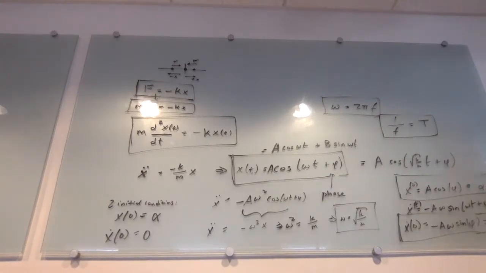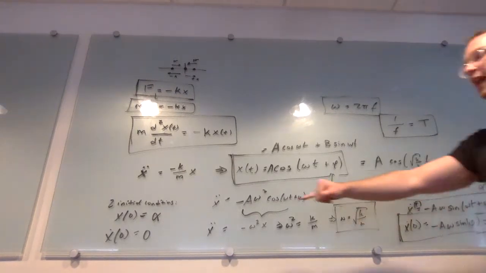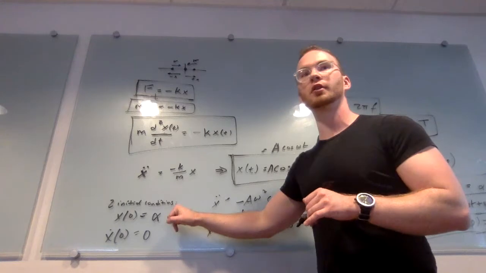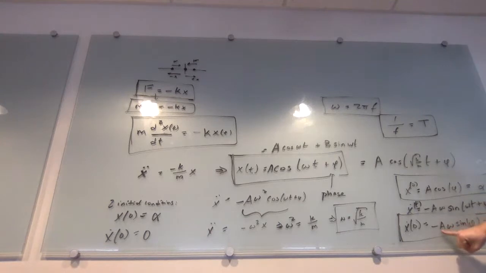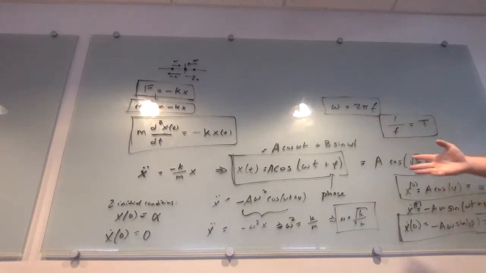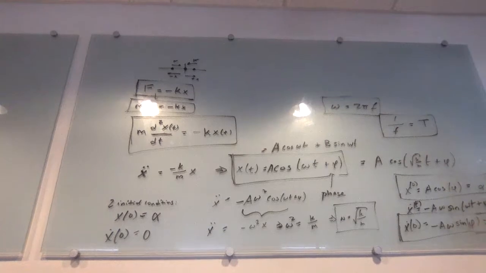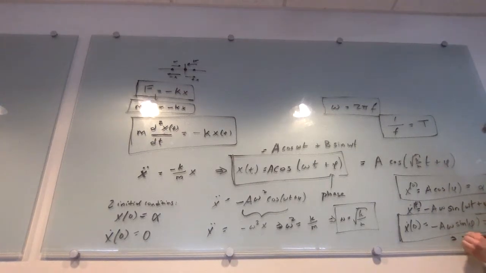If this has to be 0, well, A could be 0, that's possible. But we already know that the amplitude shouldn't be 0 because it started out somewhere. So it's impossible that A is 0, right? Omega we know is not 0, it's given to us. It's the square root of k over m. So sine of phi has to be 0. This equation implies sine of phi has to be 0. Now, in a second, I'll give you a better reason why A can't be 0.